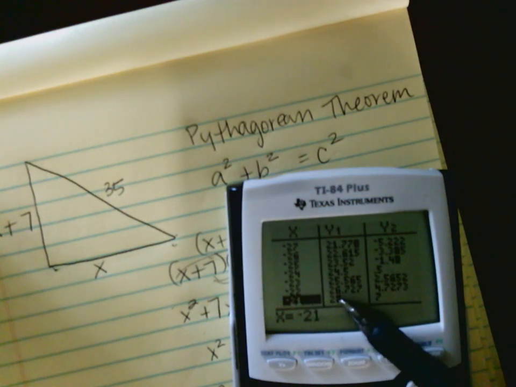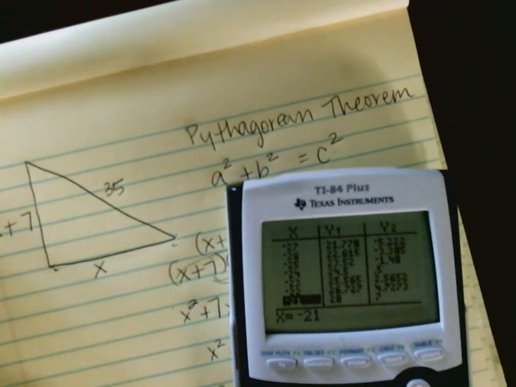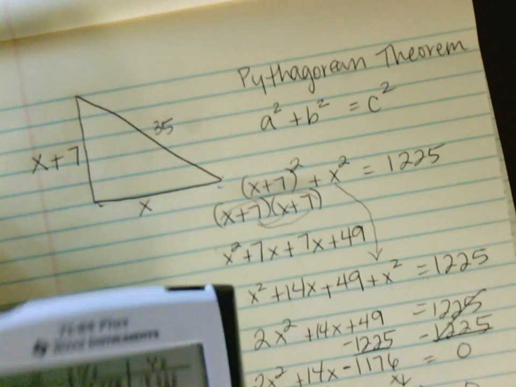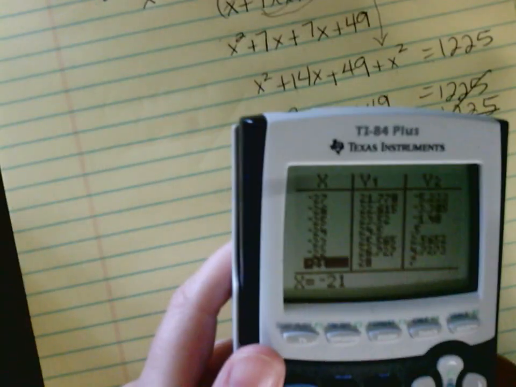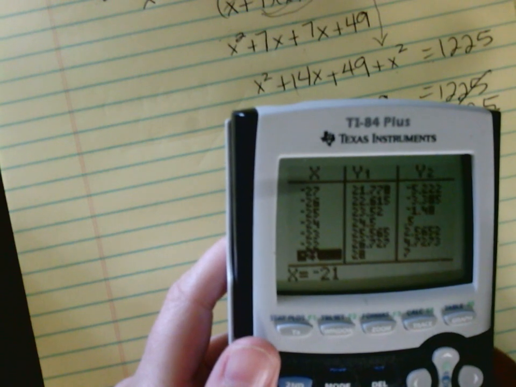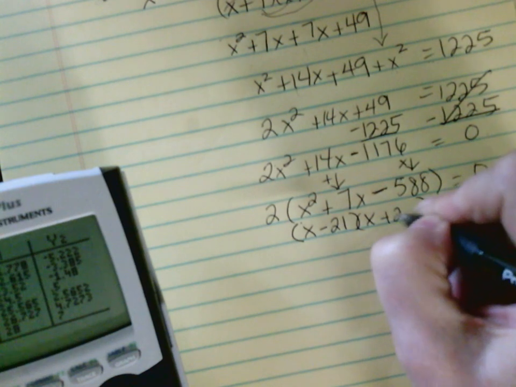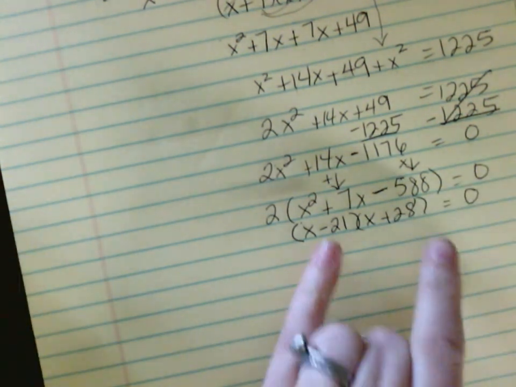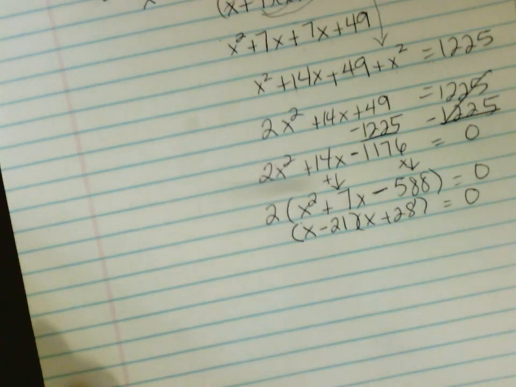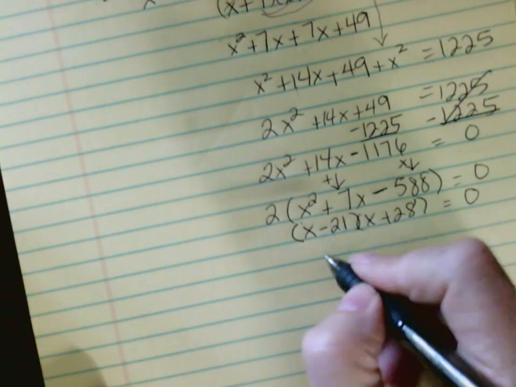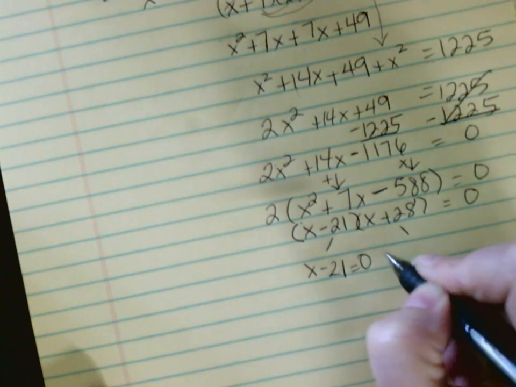And I also know these two numbers multiply to negative 588, which means I have found the two numbers that need to go in my factorization, which happen to be negative 21 and positive 28. Negative 21, positive 28. Those numbers multiply to negative 588 and add to 7. So here's the two factors that I'll need to set equal to 0 to solve them.